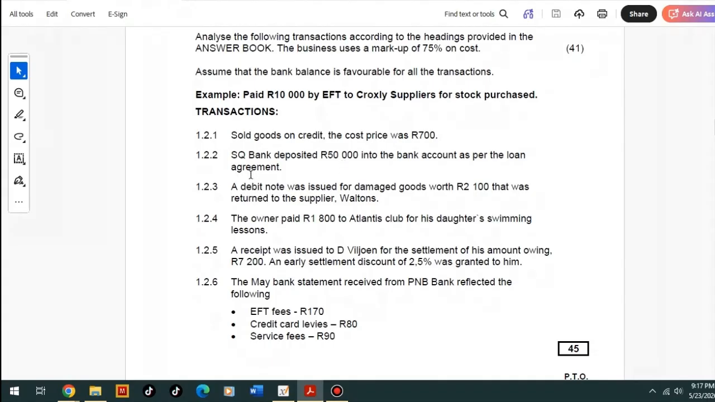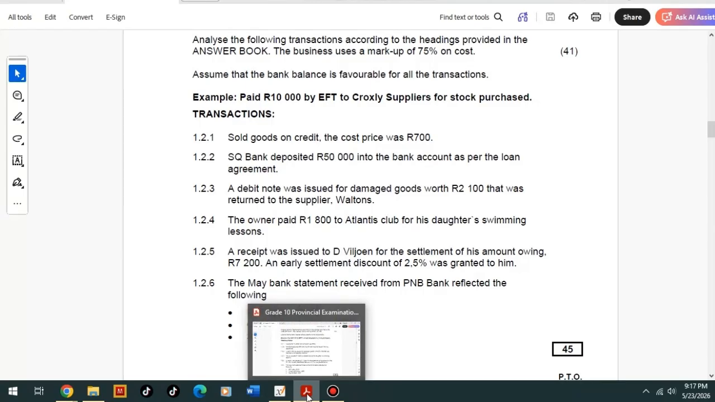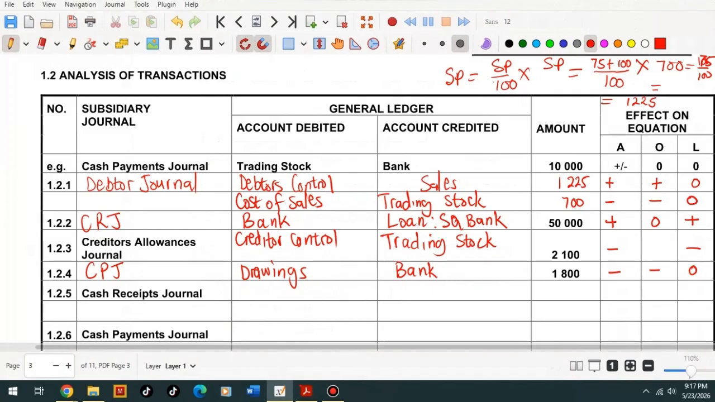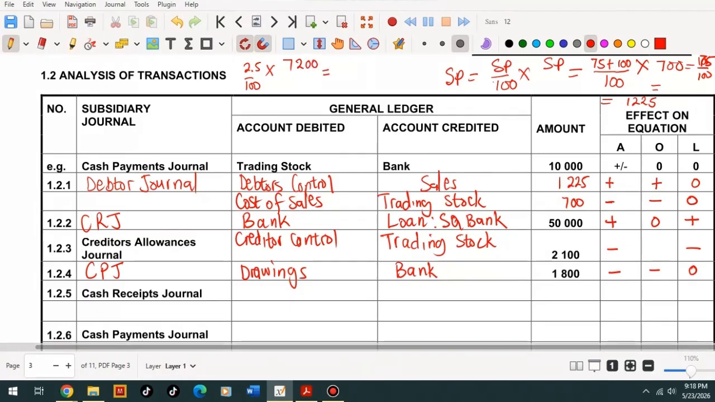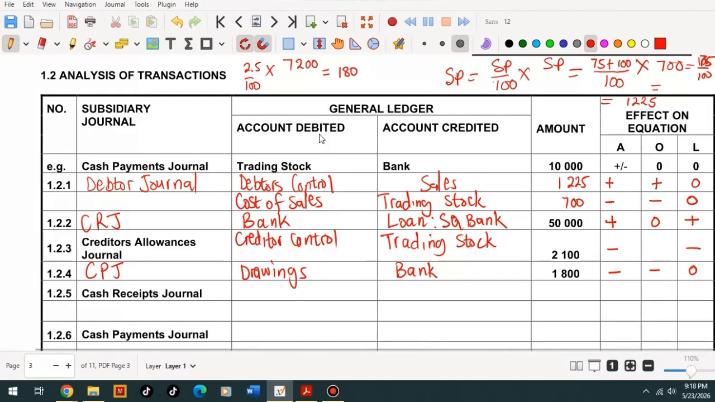First, we have to calculate, from the amount that was owed, the early settlement discount. To calculate the discount: 2.5% of 100%, where 100% is 7,200 rands. So what is 2.5%? 2.5% is 180. So what does it mean?